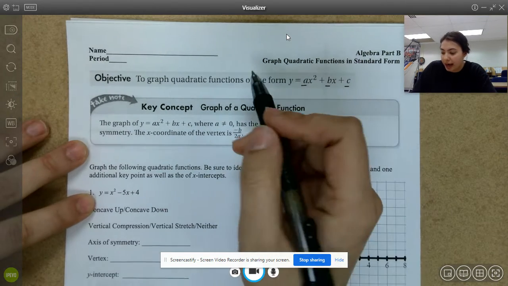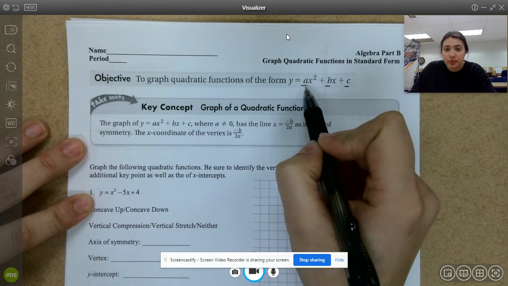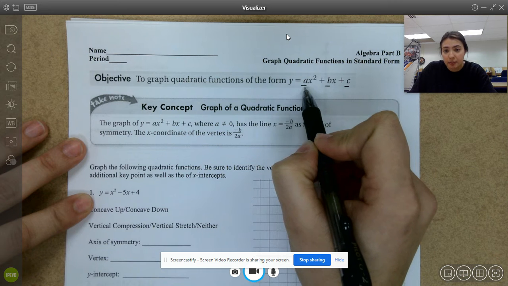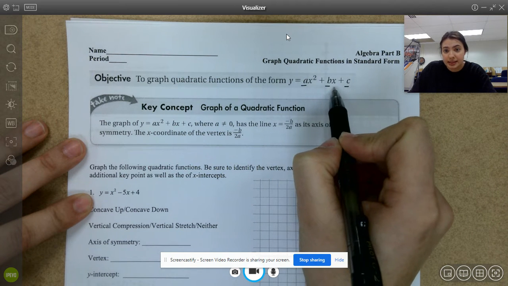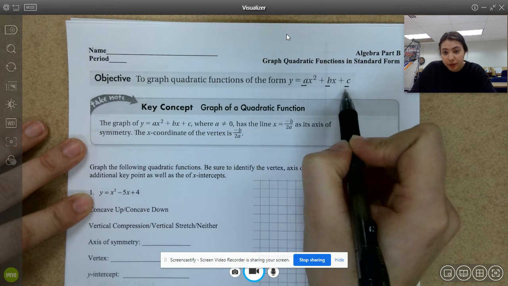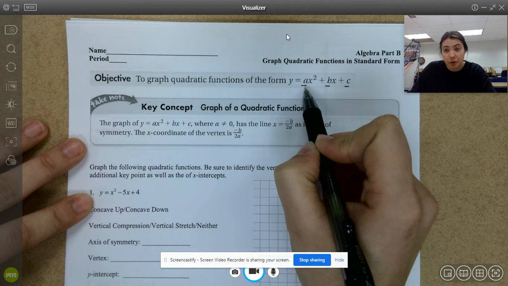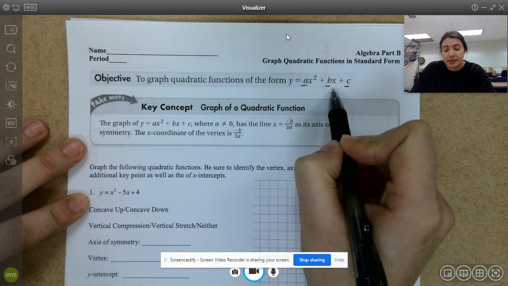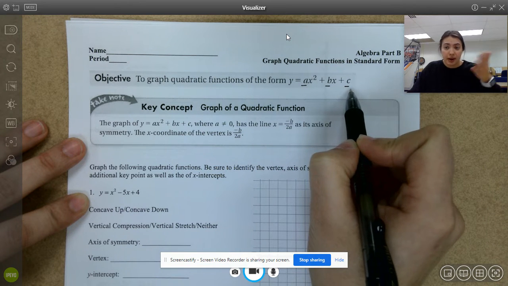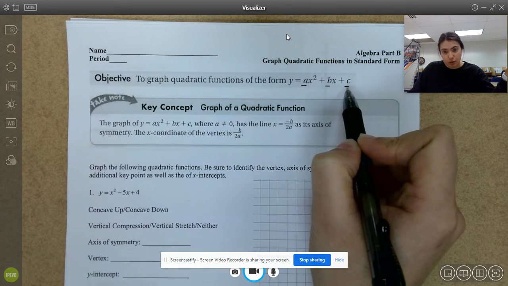When we graph a quadratic in standard form, we are using the form ax squared plus bx plus c, where our a value is right here as the coefficient in front of your x squared. We have our b value in the middle, and then our c value is our constant, otherwise known as our y-intercept in the graph.